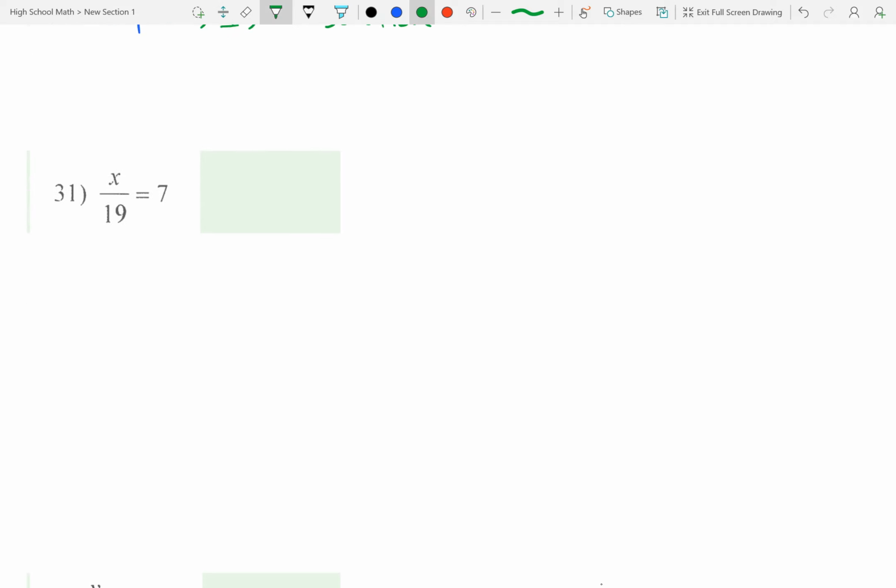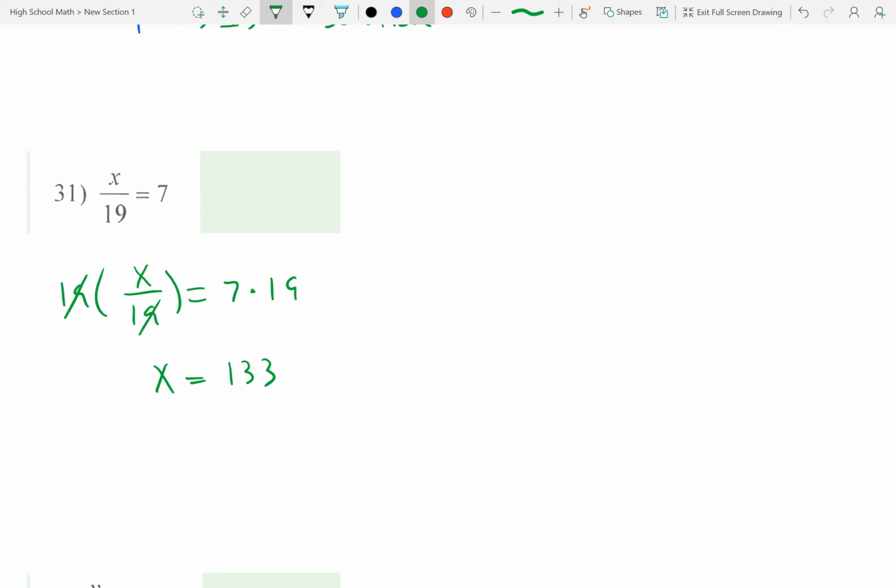We have x divided by 19 equals 7. We want to get the x by itself. We have division. To undo division, we should multiply. I'm going to multiply by 19 on both sides. Whatever I do to one side, I must do to the other. 19 divides 19 to leave one x. I just say x. 7 times 19, I believe that's 133.